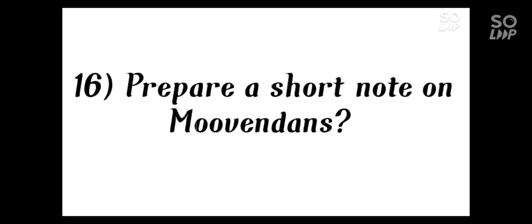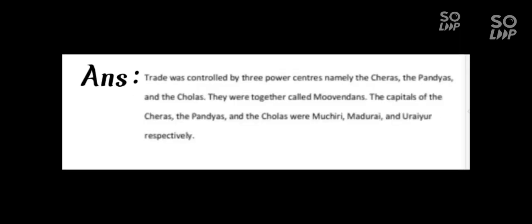Prepare a short note on Moovendans. Trade was controlled by 3 power centers, namely the Cheras, the Pandyas and the Cholas. They were together called Moovendans. The capitals of the Cheras, the Pandyas and the Cholas were Muchiri, Madurai and Urayur respectively.